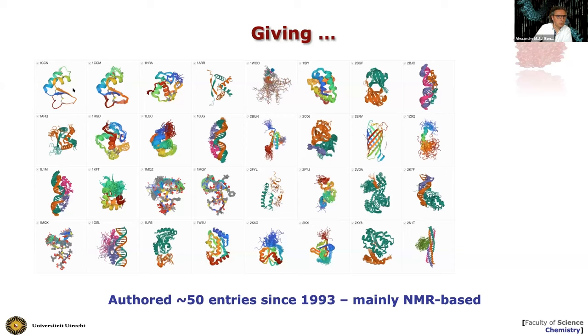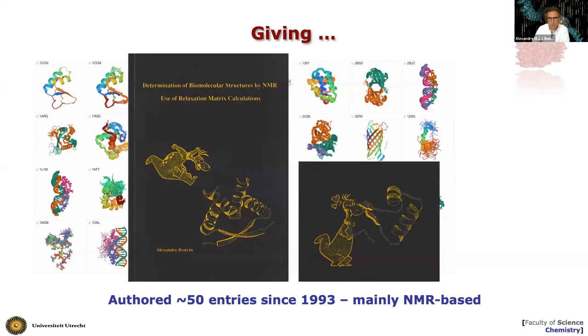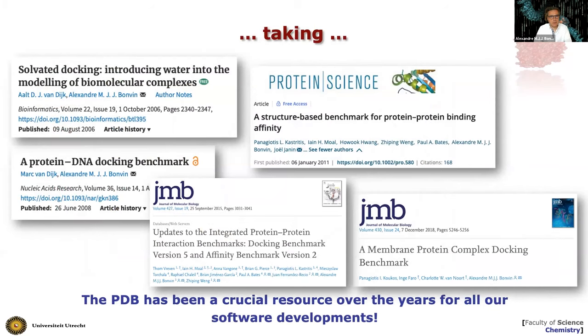So we solved that one in 91. And the second one was the Arc repressor, which was a dimer. And actually those two structures are featuring on the cover of my PhD thesis in 93. At the time I wrote a piece of software called DINOSAUR for using NMR data directly to solve structures. So having contributed to the PDB over the years, I'm feeling good about using the resources over the years. So that's the taking part of my interaction with the PDB.